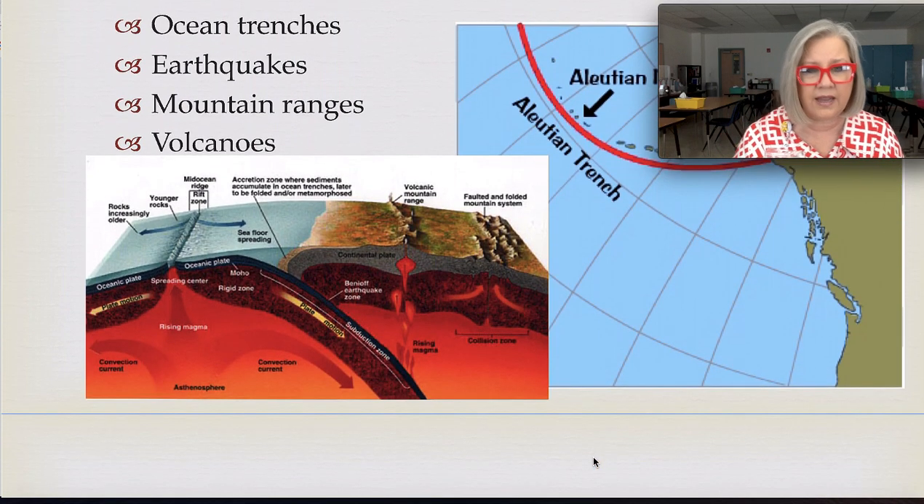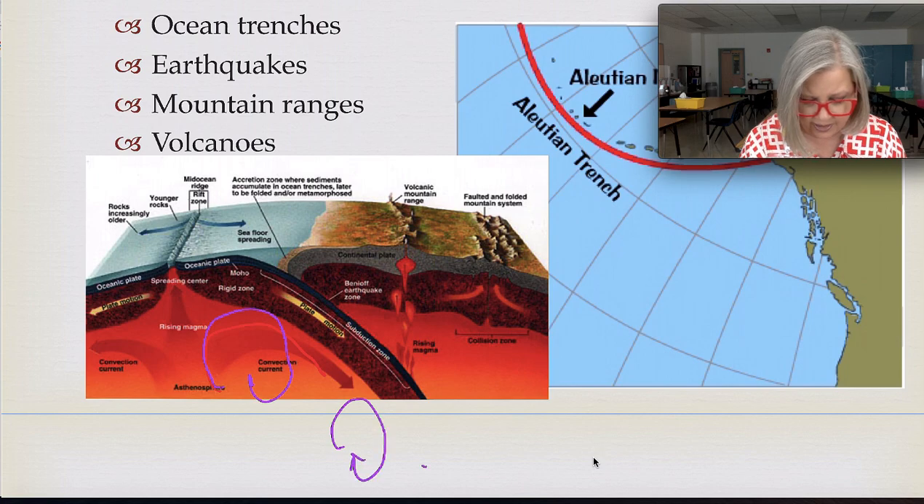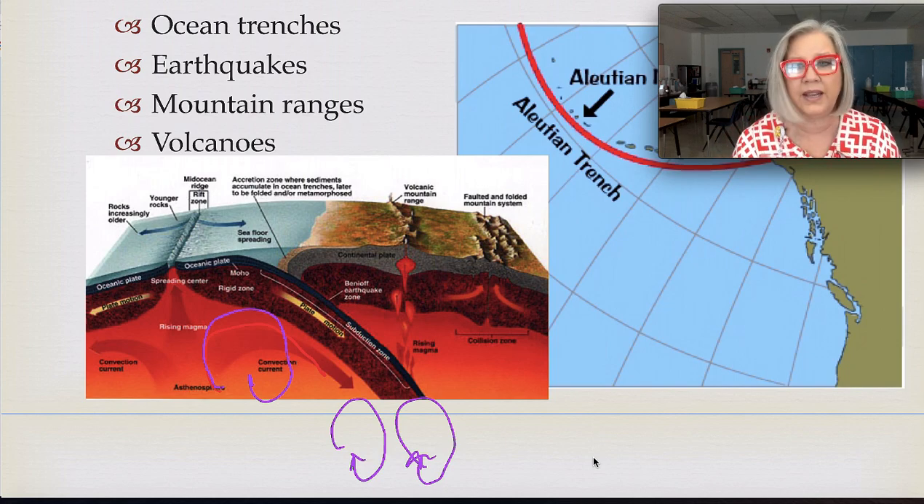So what you'll see is these convection currents. Up underneath, the mantle is moving in convection waves. If you'll remember, a convection wave moves in a circular pattern like this, right? So it's going up and down, much like our atmosphere is doing. And it's this convection action that causes these plates to start to slip and slide like they do.